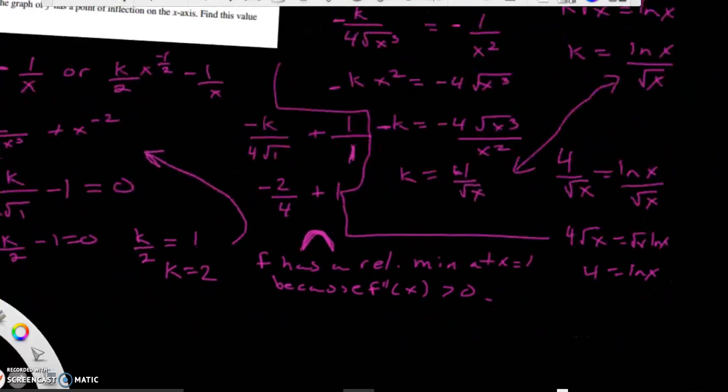Move this over. So now I'm going to have to undo the ln. So now I get e to the 4th equals x. Yeah, that's e to the 4th. So now k is going to equal 4 over root of e to the 4th, which is going to equal 4 over e squared. So this is going to have to be where the point of inflection is, and I don't really want to test to the left and to the right to make sure it is true or not.